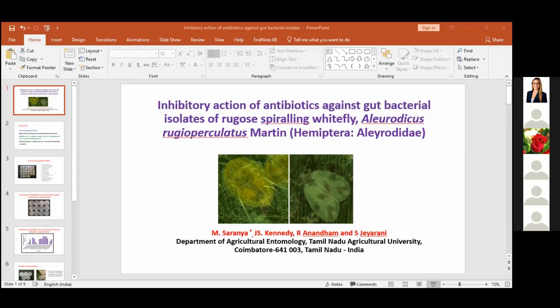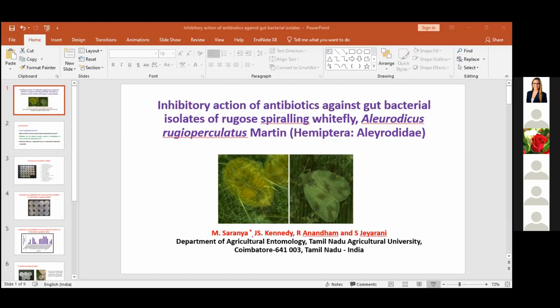Since this whitefly is a sucking insect, it will suck the phloem sap of the plants. Normally, this phloem sap is rich in carbohydrates, but it is deficient in amino acids. So, whitefly is highly dependent on its own symbionts to meet its nutrient deficiency. That means the deficiency of amino acids will be compensated by its own endosymbionts.